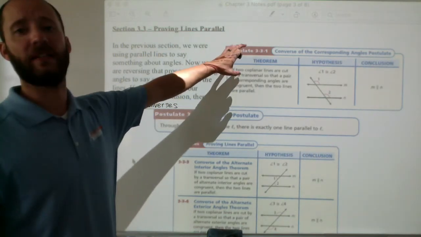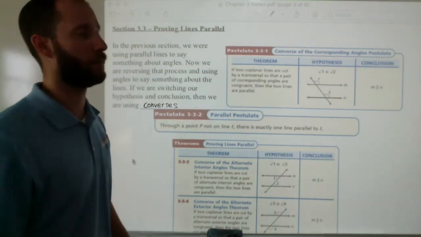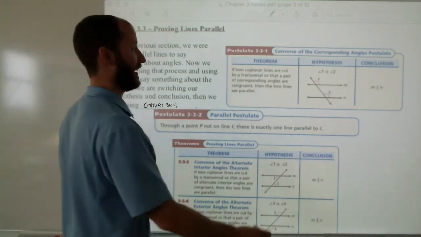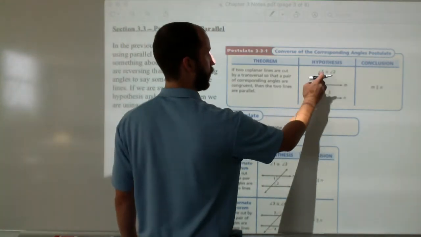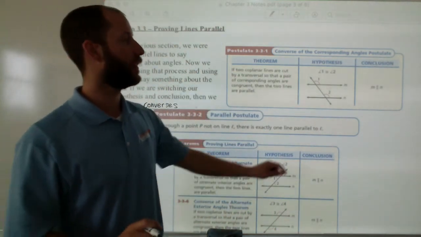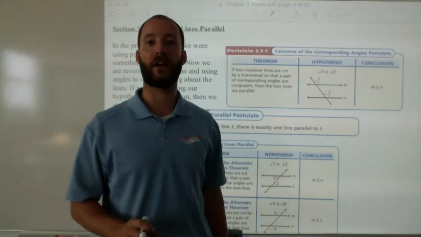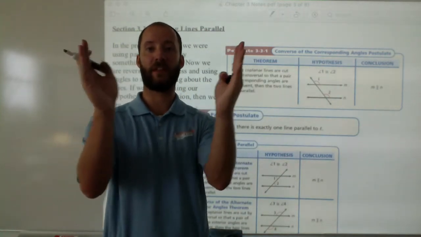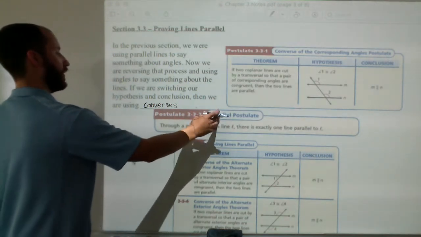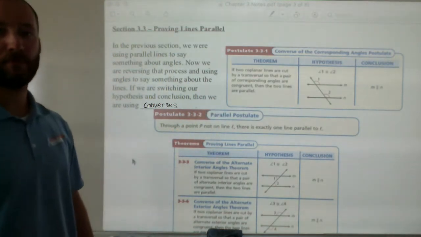And we have a postulate, something we accept as true without any proof, the converse of the corresponding angles postulate, that if two corresponding angles are congruent to each other, then the two lines are parallel. So really taking that if P then Q and switching it from the previous section. Now what's very important here is the parallel postulate, okay?